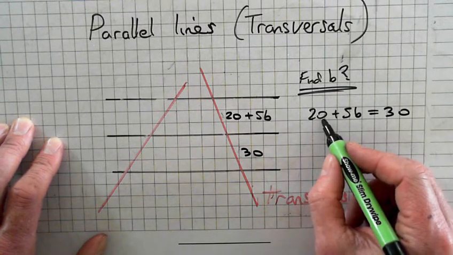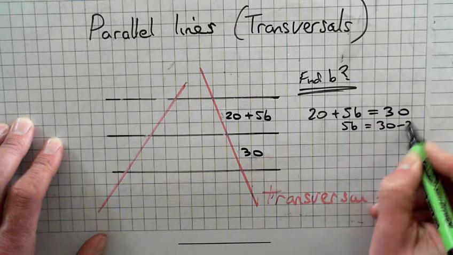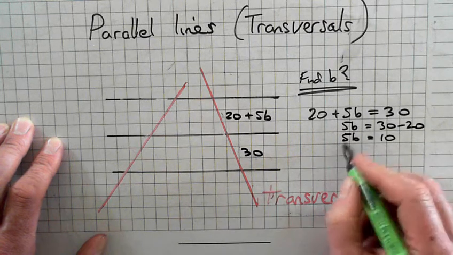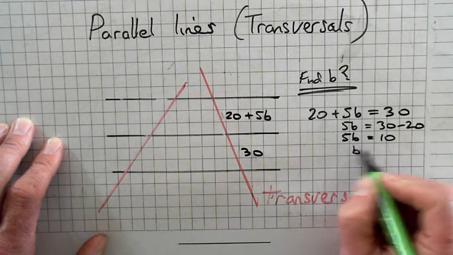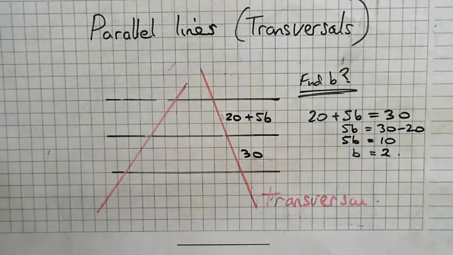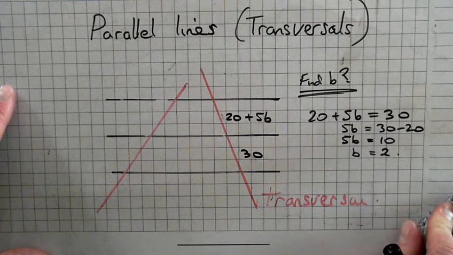What do you do with the 20? Bring it across. 5b is equal to 30 minus 20. 5b is equal to 10. Divide both sides by 5. b is equal to 2. There is a certain amount of trial and error as well that you could do. Alright, so there's one example.